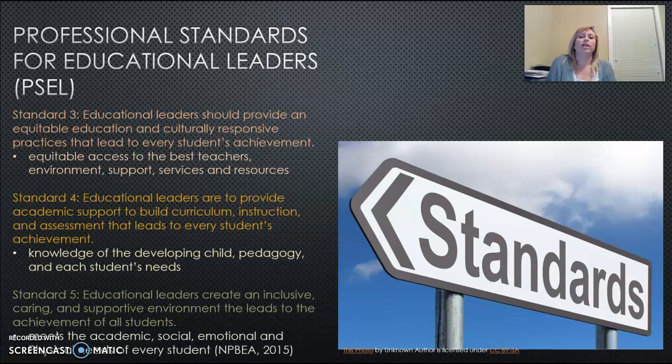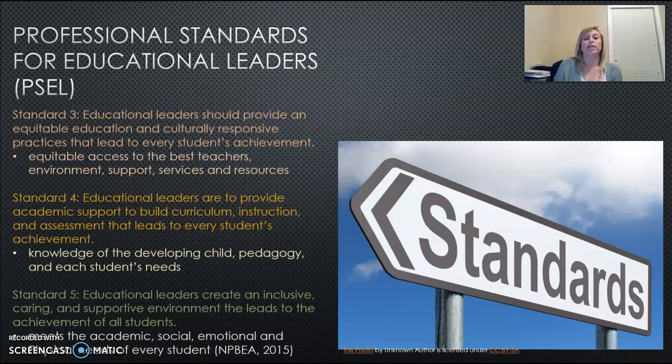Professional Standards for Educational Leaders, PSEL. I found 3 standards aligned to these 2 chapters. Standard 3 says educational leaders should provide an equitable education and culturally responsive practices that lead to every student's achievement. They should provide equitable access to the best teachers, environment, support services, and resources.